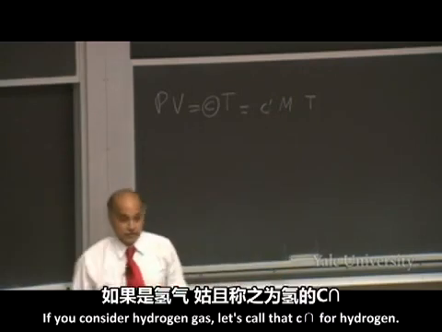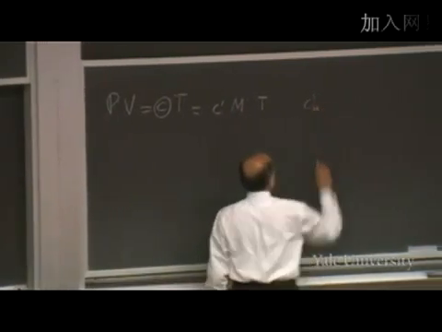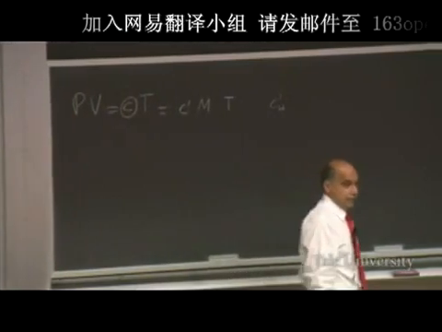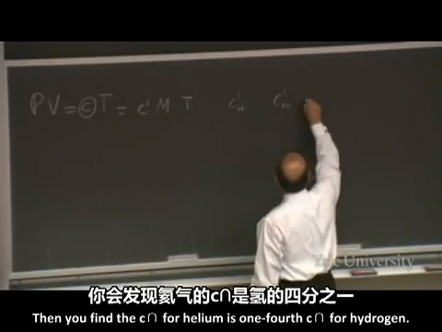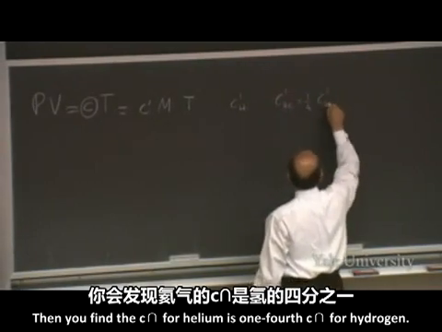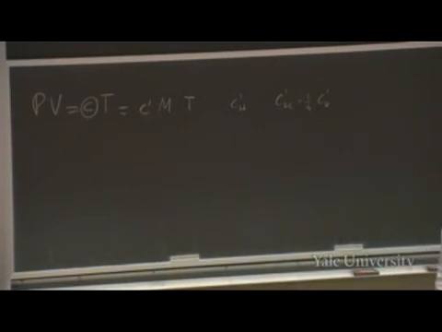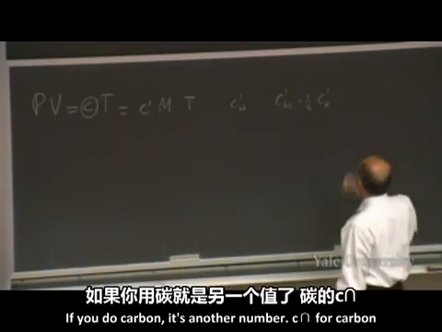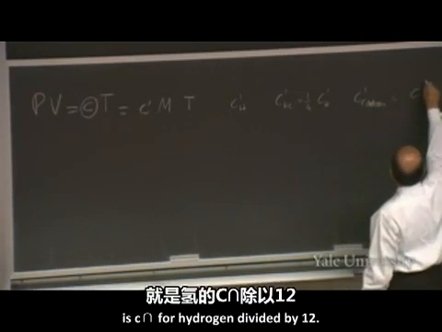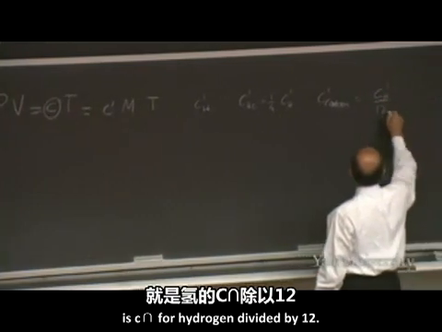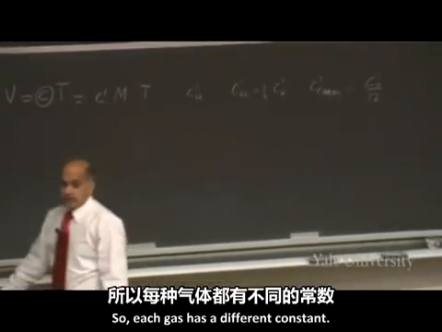If you consider hydrogen gas, let's call that C prime for hydrogen. Somebody else puts in helium gas. Then you find the C prime for helium is 1/4 C prime for hydrogen. If you do carbon, it's another number. C prime for carbon is C prime for hydrogen divided by 12. So each gas has a different constant.